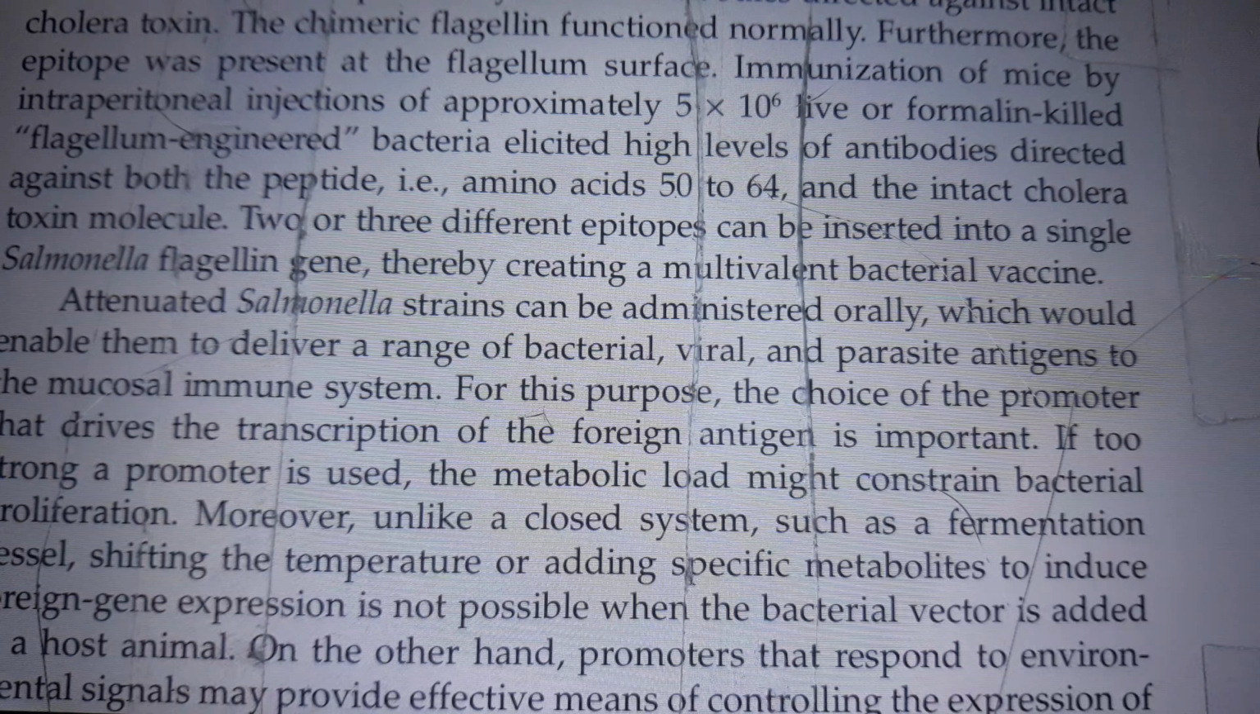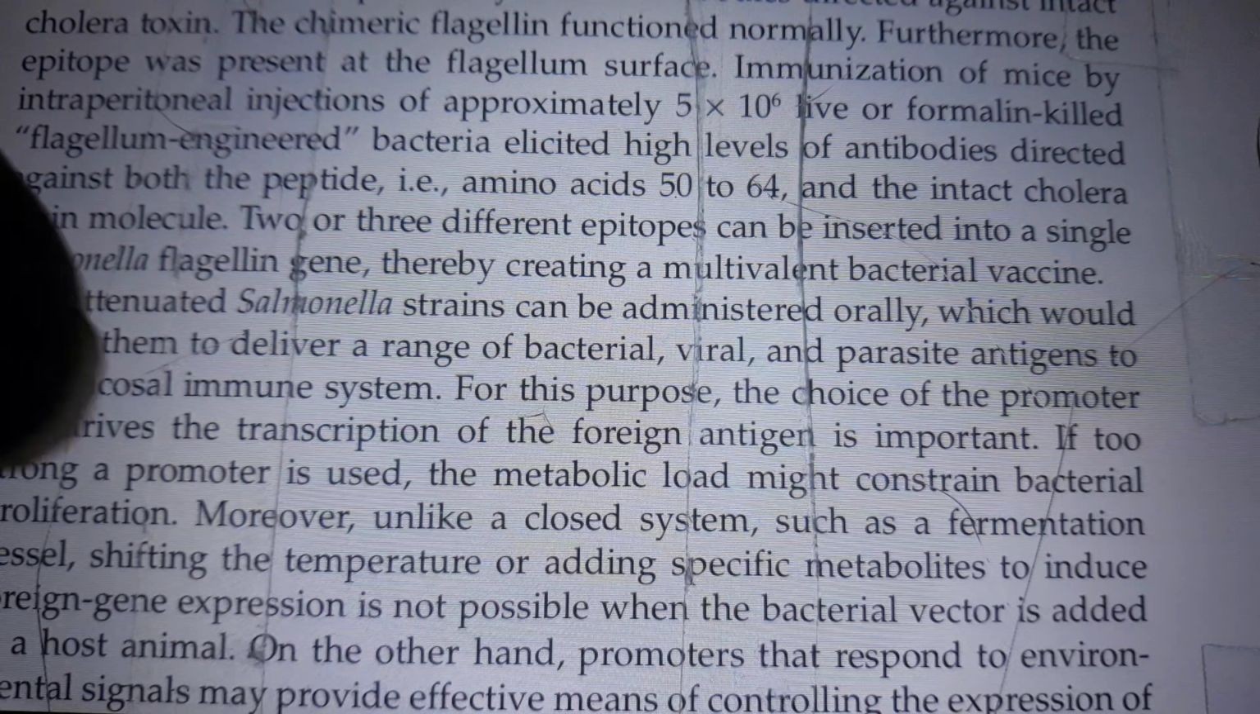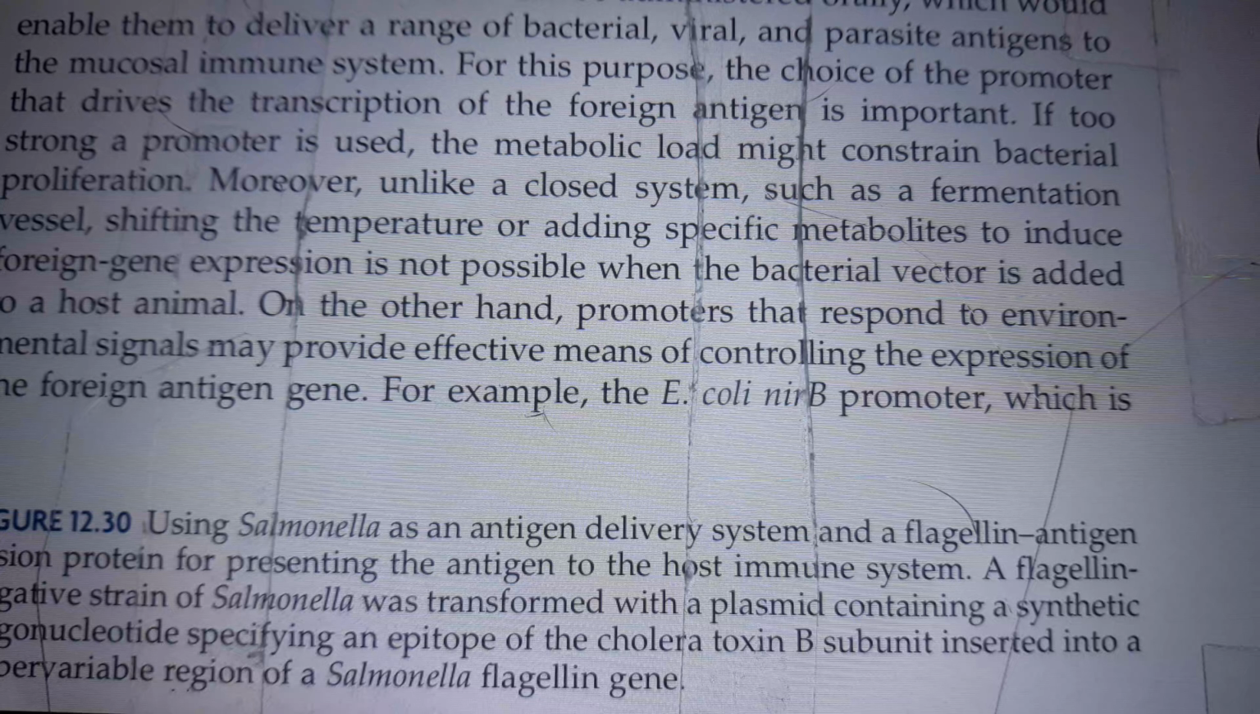Two or three different epitopes can be inserted into a single Salmonella flagellum gene, creating a multivalent bacterial vaccine. Attenuated Salmonella strains can be administered orally, which would enable them to deliver a range of bacterial, viral, and parasite antigens to the mucosal immune system. For this purpose, the choice of the promoter that drives the transcription of the foreign antigen is important. If too strong a promoter is used, the metabolic load might constrain bacterial proliferation. Moreover, unlike a closed system such as a fermentation vessel, shifting the temperature or adding specific metabolites to induce foreign gene expression is not possible when the bacterial vector is added to a host animal.